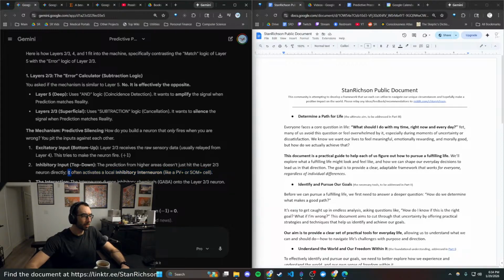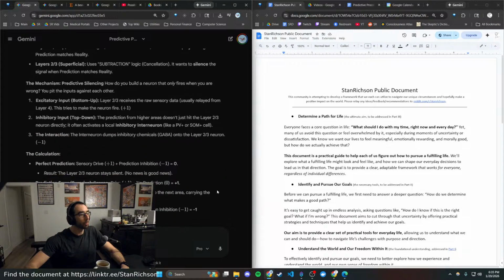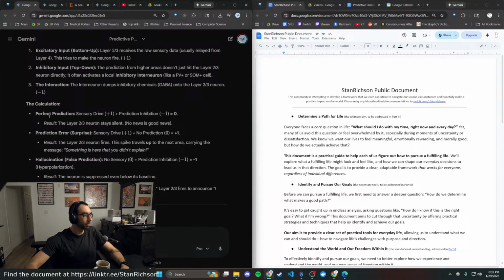Okay, I guess you could have negative and positive charge, and that's how you effectively inhibit the interaction, like, I guess negative ions. I gotta learn more about ions. I gotta get Jago to give me the 1-2. The interneuron dumps inhibitory chemicals, GABA, onto the layer 2-3 neuron. Okay. The calculation. Perfect prediction: sensory drive plus prediction inhibition minus... Okay, so this is obviously very simplistic. However, I'm learning about ions. Nice. Teach me everything you know.